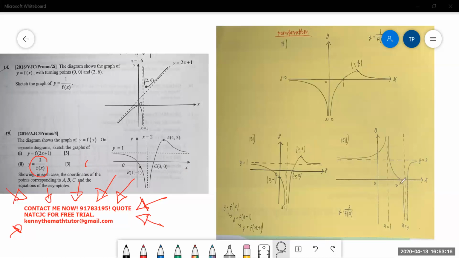So do the asymptotes first. Good. This is the x-intercept, right? Correct? So if it's an x-intercept, it should become an asymptote. Yes. But where is it? Where is your x equals 0? Why is it x equals 1 instead? Why is there an asymptote at x equals 1?